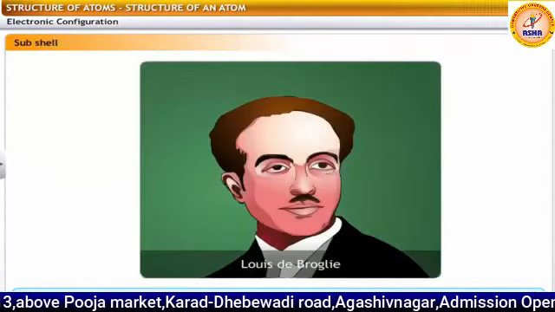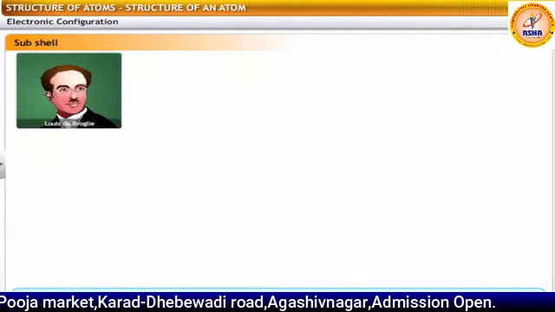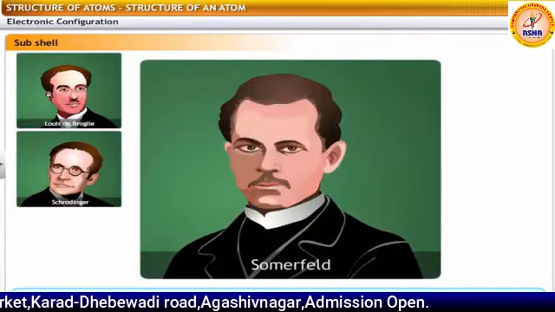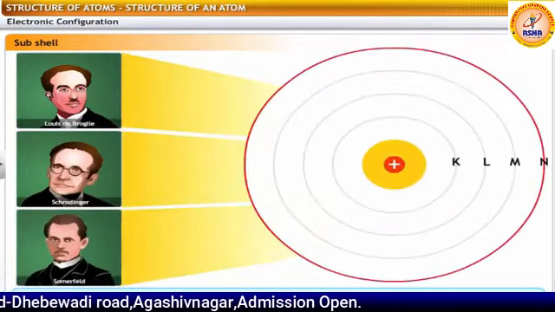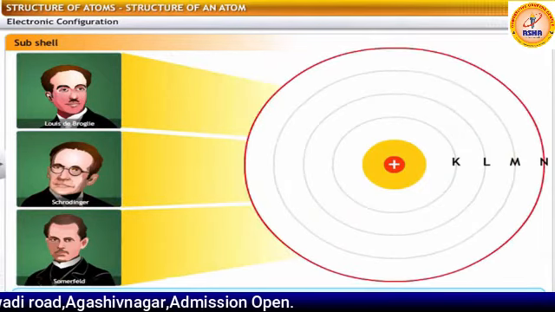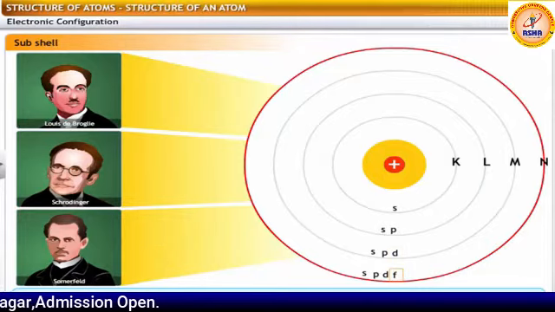After a series of experiments and a detailed study by scientists like Louis de Broglie, Schrödinger, Sommerfeld, etc., it was proved that shells have energy levels within them and are subshells. These subshells are S, P, D, and F. Electrons are distributed in these subshells.